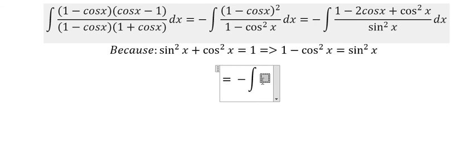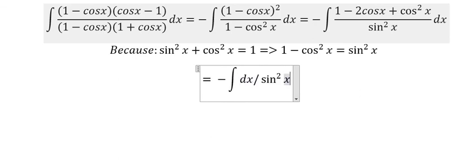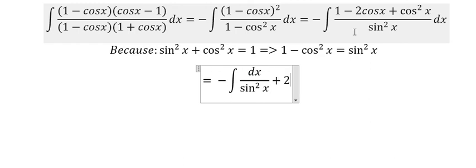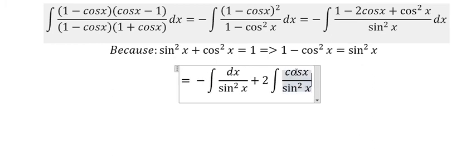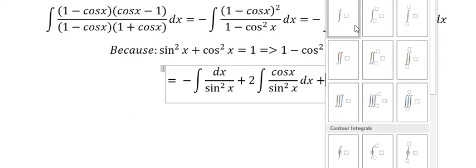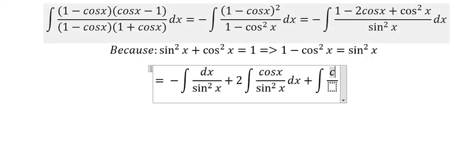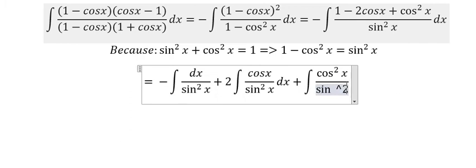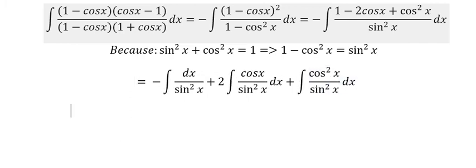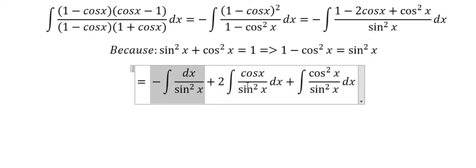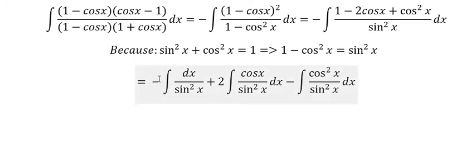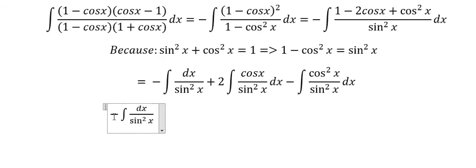So we separate them in here. Now we will do the integral in 3 integrals in here. This is minus. So we have the minus integral dx over sine x power 2. They will change to cotangent x plus c.